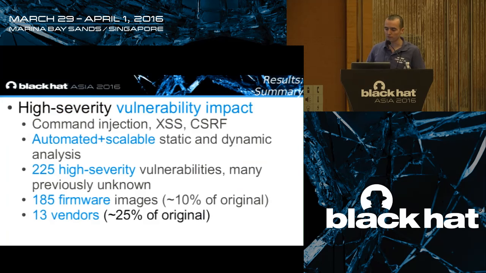So just to conclude the summary of the results, we found high-impact vulnerabilities: command injection, XSS, CSRF, by using an automated and scalable framework which applies both static and dynamic analysis and emulated and hosted approaches. We found 225 different vulnerabilities like that in around 185 firmwares from 13 vendors. It's not that much if you look at the original data set, but by increasing the success rate of chroot and web servers and by using other techniques, these percentages can go a little bit up. Also, we are not interested in finding all vulnerabilities. We want to quickly find the easiest ones, right?